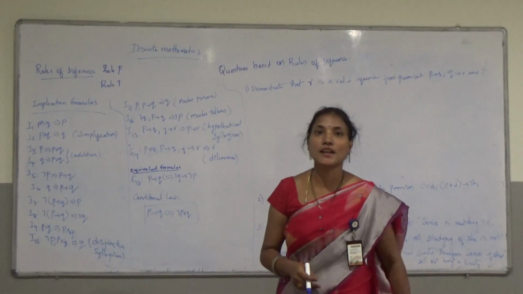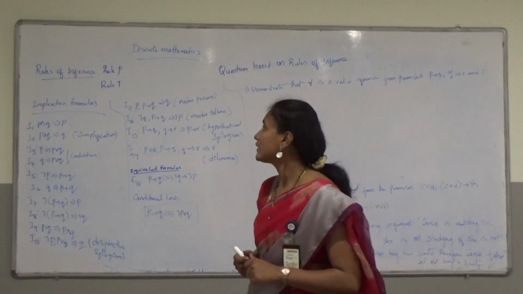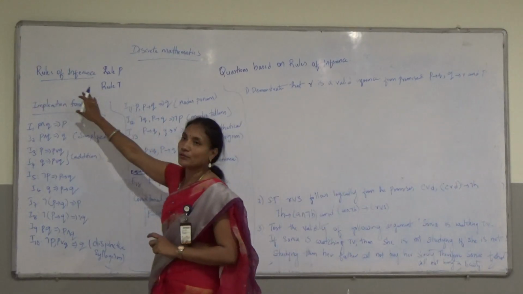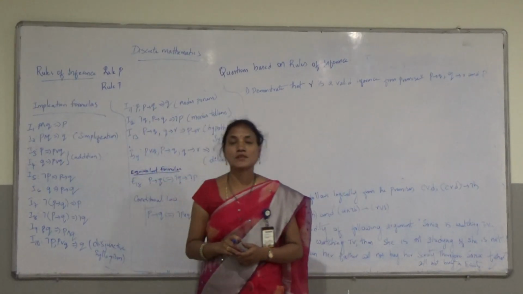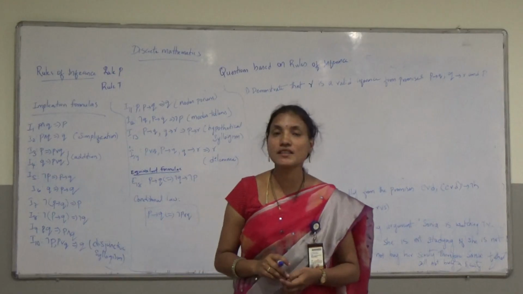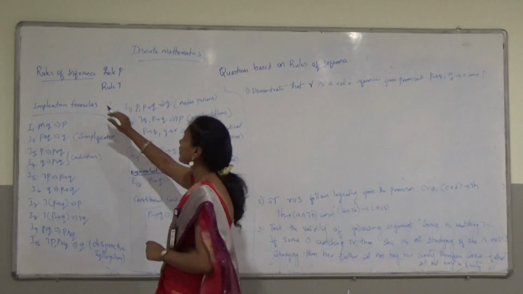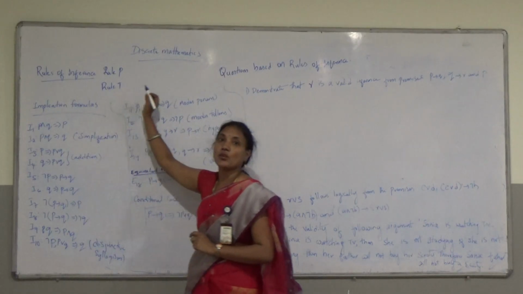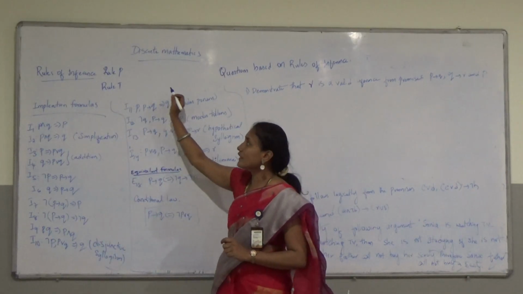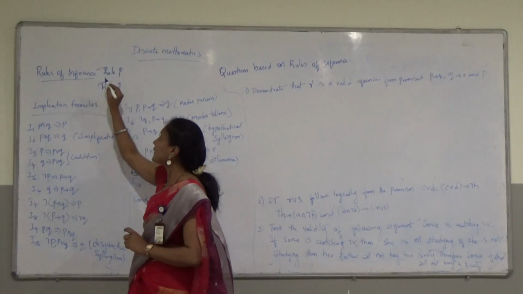Myself Prashanthi. I am teaching discrete mathematics, and today's topic is rules of inference. Rules of inference means that by using different premises we are inferring or concluding one rule based on different implication and tautological rules. So in rules of inference, it is categorized into two rules.